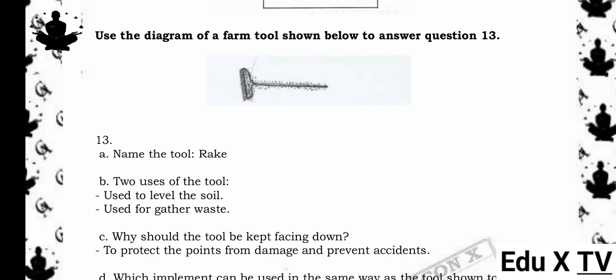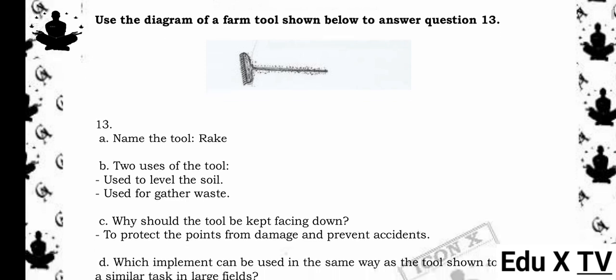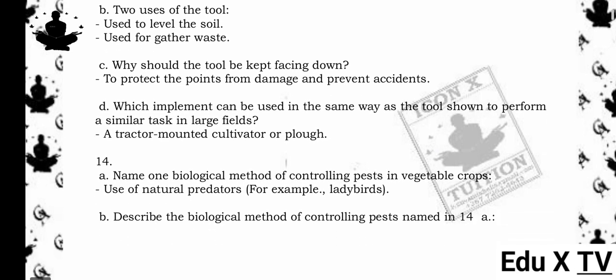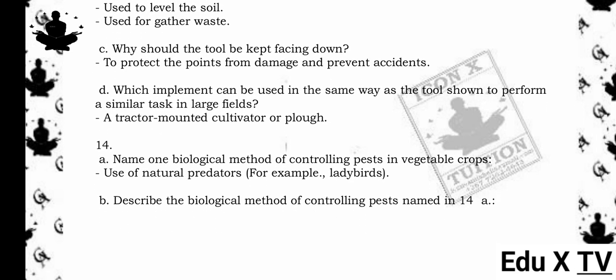13. A. Name the tool. Rake. B. 2 uses of the tool. Used to level the soil. Used to gather waste. C. Why should the tool be kept facing down? To protect the points from damage and prevent accidents. D. Which implement can be used in the same way as the tool shown to perform a similar task in large fields? A tractor-mounted cultivator or plow.